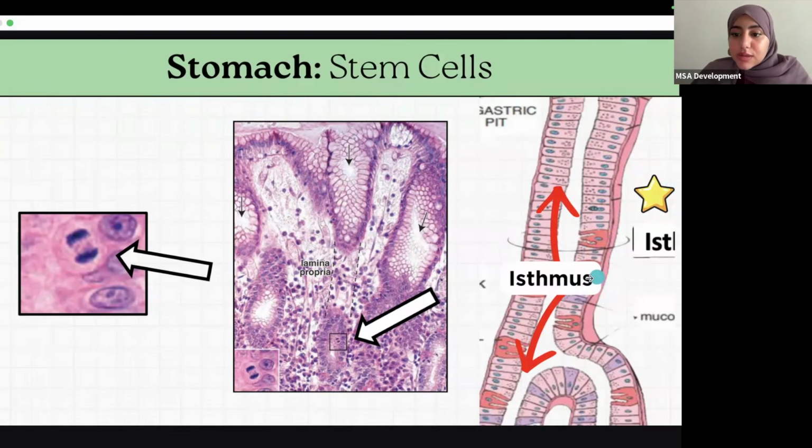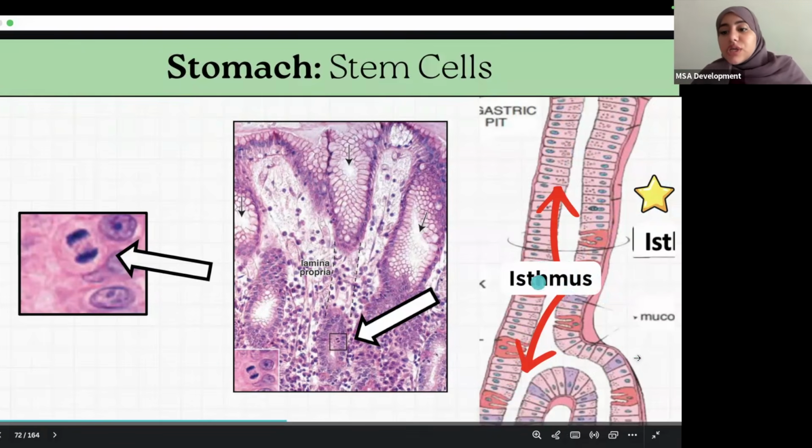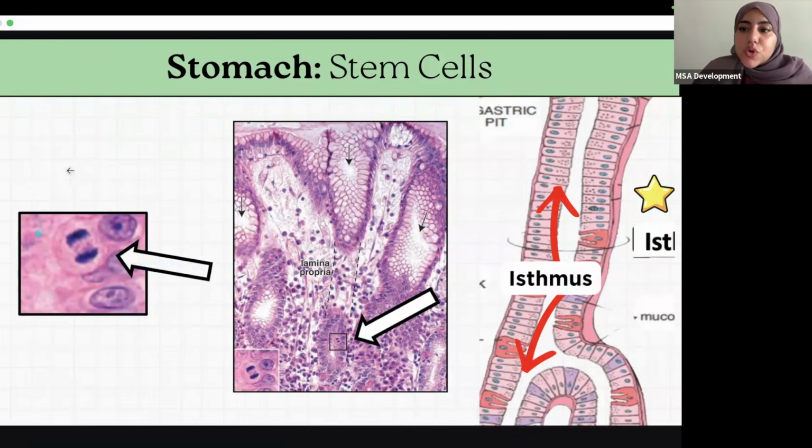And all they do is they just differentiate into either mucus cells or they turn into parietal cells. It's just differentiation. And over here it's really cool because they caught mitosis on camera. And so they're pointing it out, saying, look, we found stem cells.